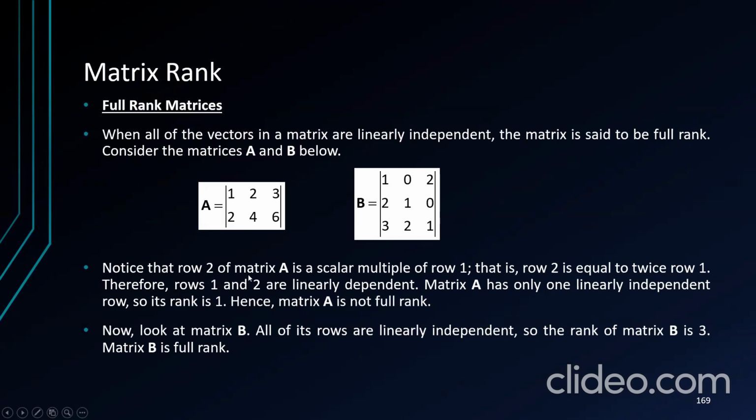Notice that row 2 of matrix A, ito, is a scalar multiple of row 1. Ito yung row 2. Ito yung row 1. So, multiply mo ng 2 by 2. So, twice row 1 is magiging 2, 4. So, ito naman, multiple din to ng 1. 3 times 3, 6. Okay. So, therefore, row 1 and 2 sa 3 is linearly dependent. Matrix A has only one linearly independent row, so its rank is 1. Hence, matrix A is not full rank. Hindi niya naubos yung tatlong row.